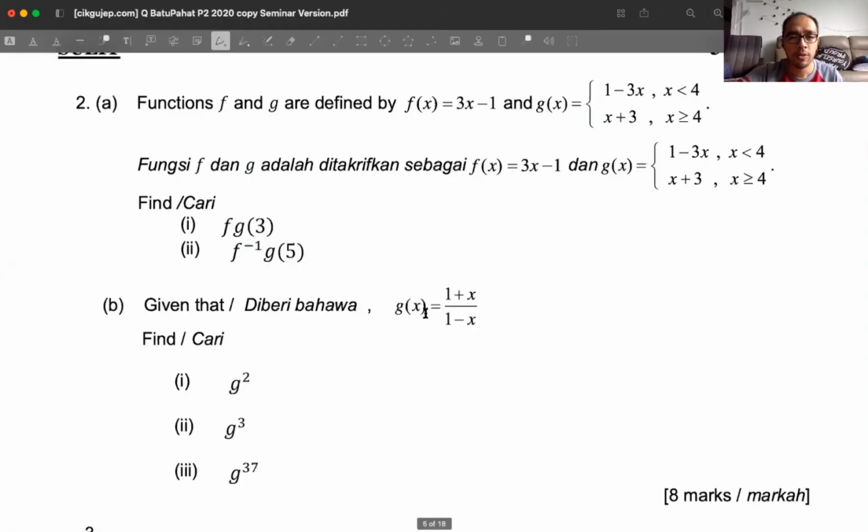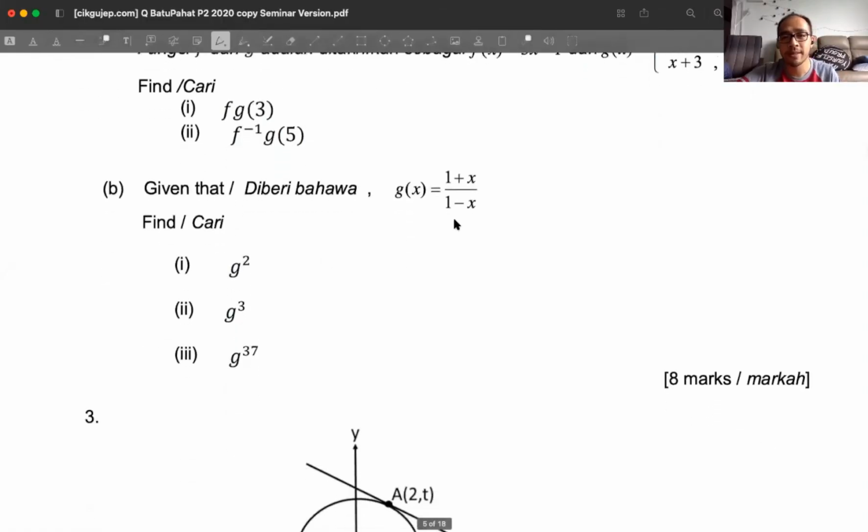Okay, paper 2, question 2, question B. Let me see if I can share the right screen. Okay. Now, this one. So we have G2, G3, and G37. Obviously you have to find G2 first.